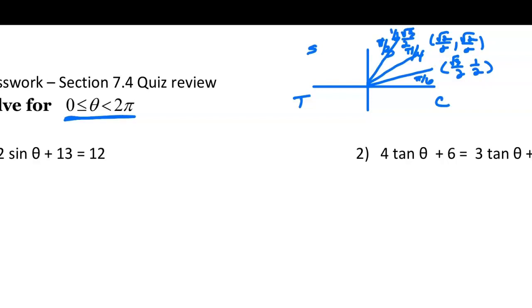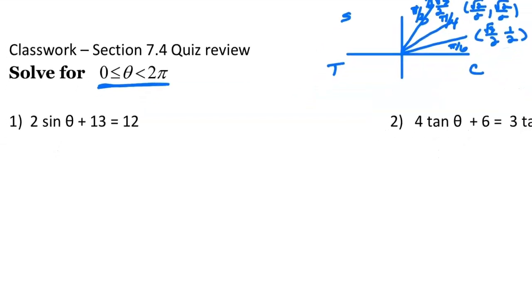Okay, what else should you know? You should know that your x and y are cosine of the angle and sine of the angle. You should know that tan is sine theta over cosine theta, and cotan is cosine theta over sine theta. Okay? All right, so let's get going.